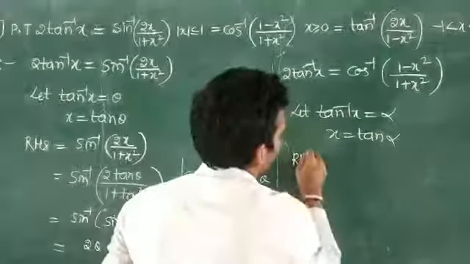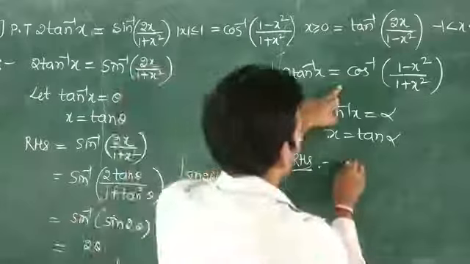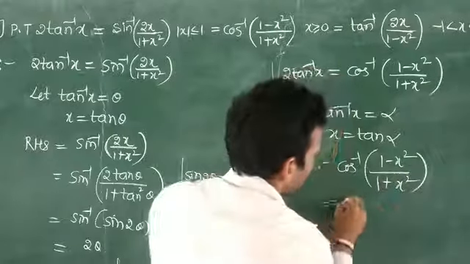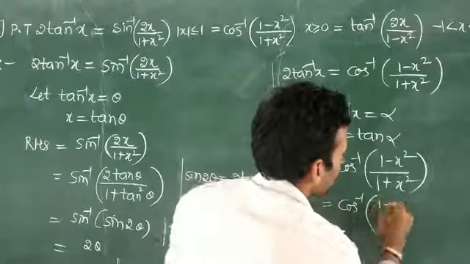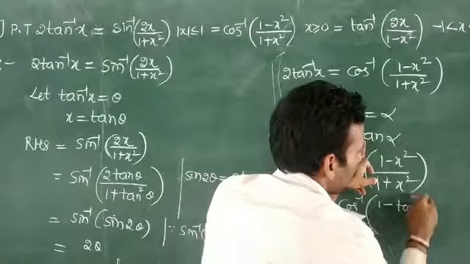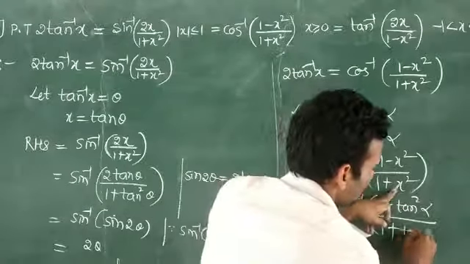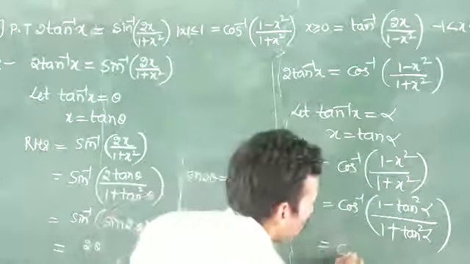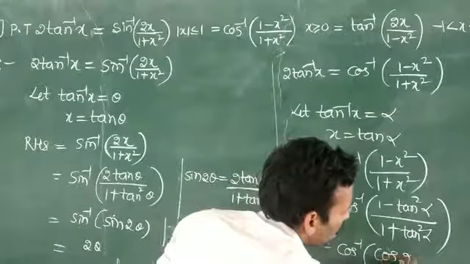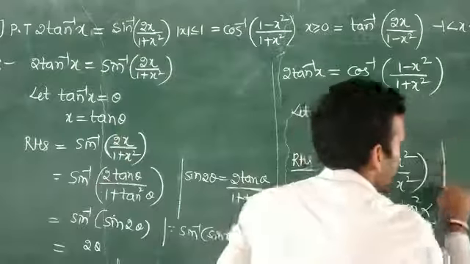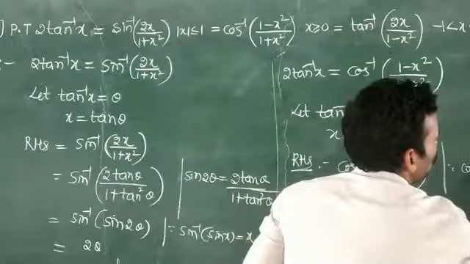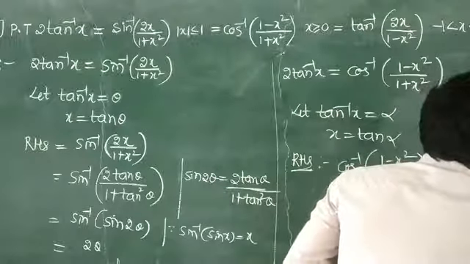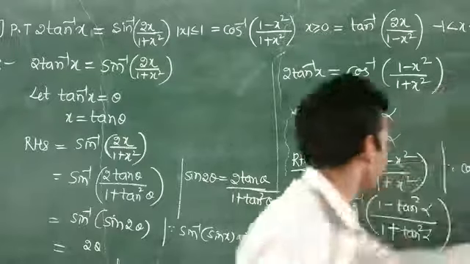Substituting in the RHS, the RHS is cos inverse of 1 minus x square divided by 1 plus x square. Replacing x by tan alpha, this is 1 minus tan square alpha divided by 1 plus tan square alpha. As you know the formula, this is cos 2 alpha. In first year class, cos 2x is equal to, in terms of tan, 1 minus tan square x divided by 1 plus tan square x. Here x is replaced by alpha only.